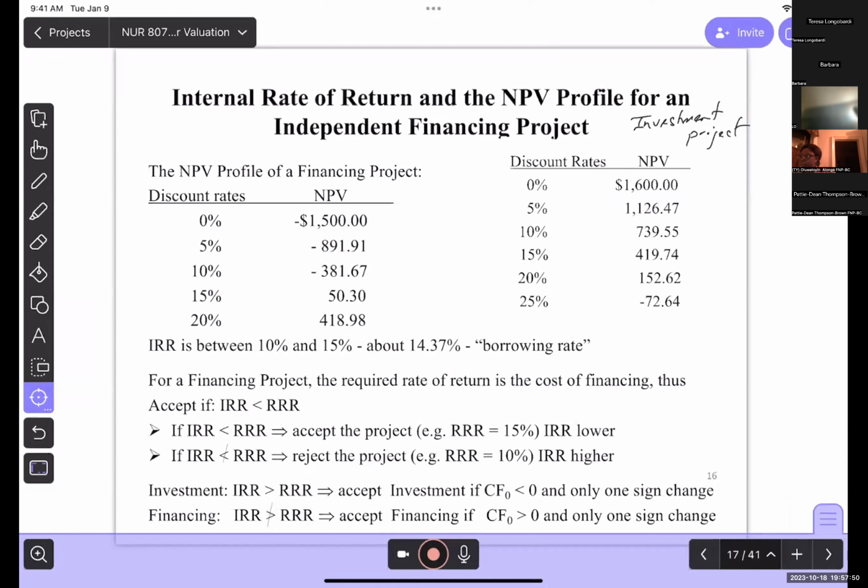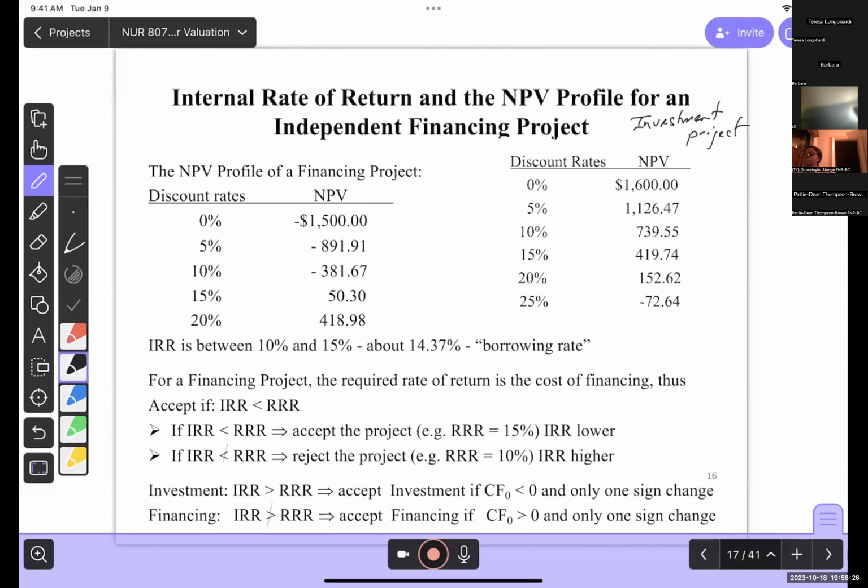No comments? So before it was positive and it went down and crossed to become negative. The NPV, or your profit, went down to become negative. Here in the finance project, it starts as a negative and it goes up to become positive. So the signs are reversed, so the function will be reversed. It's going to go from negative to positive, whereas before it went positive to negative.